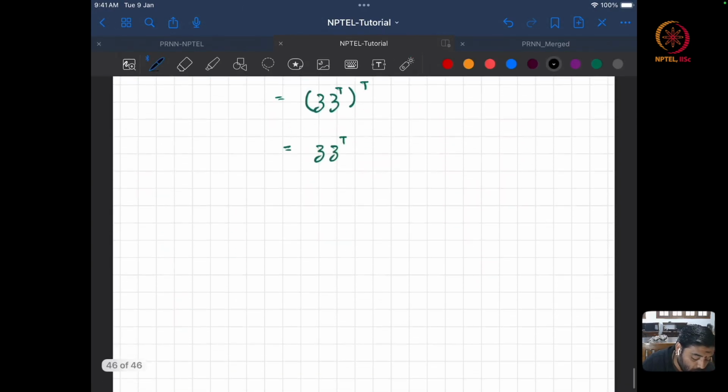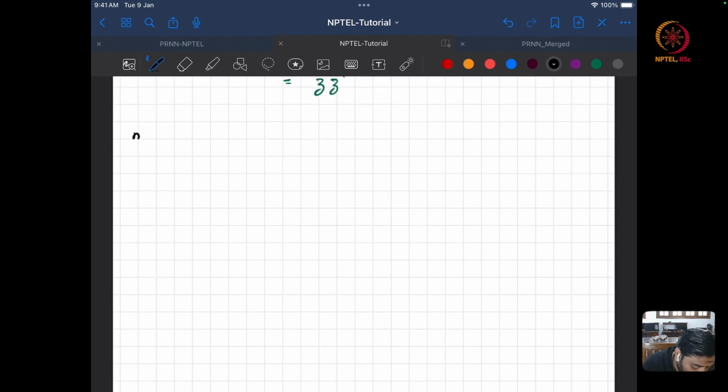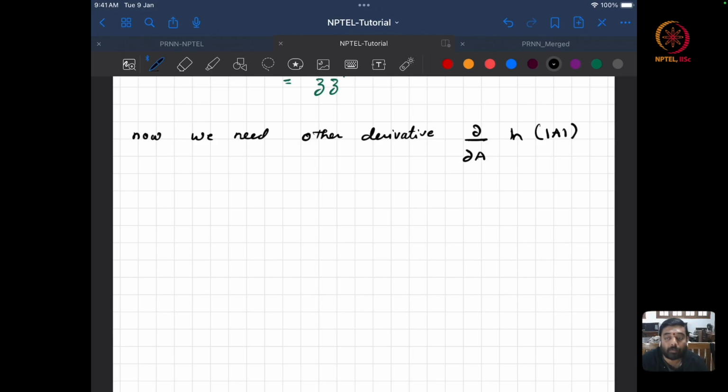Now we need the other derivative: log of determinant of A.